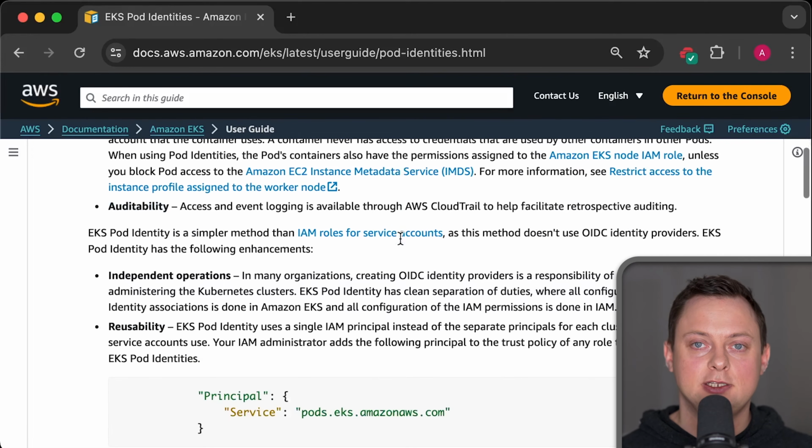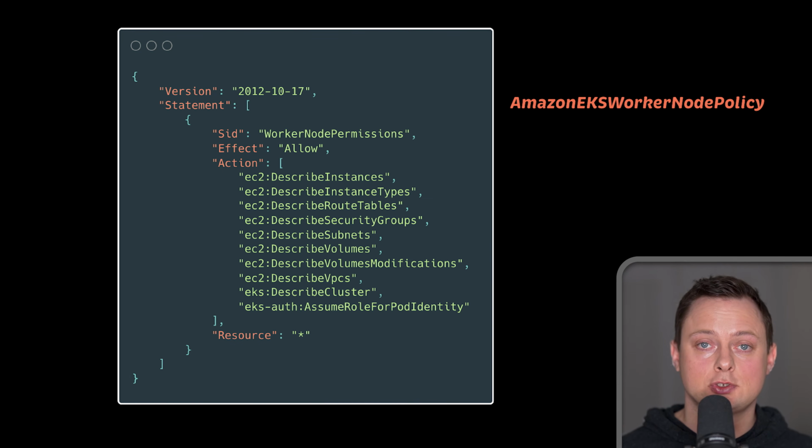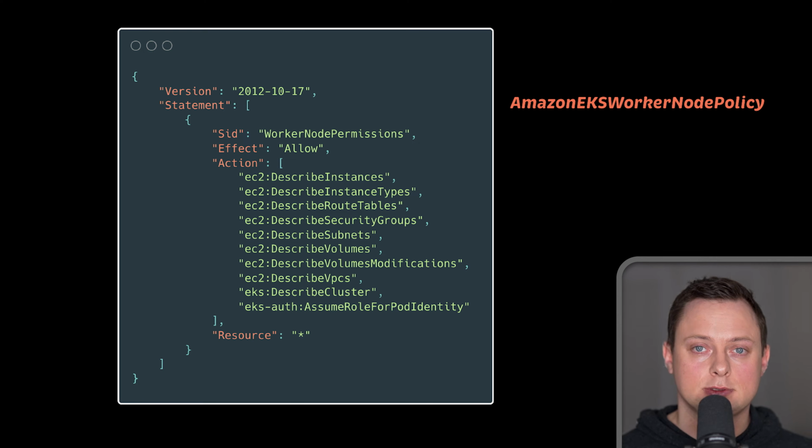This is the third iteration of access management. Before Pod Identities, we had to use OpenID Connect provider and IAM roles for service accounts. I cover it in a section dedicated to all these three methods of authentication with hands-on examples.